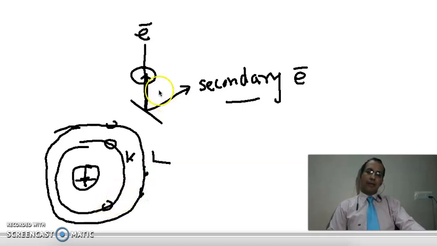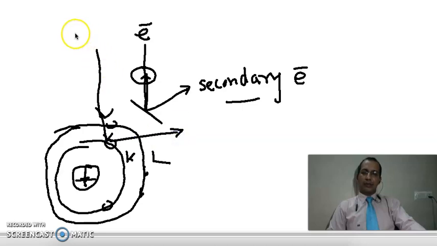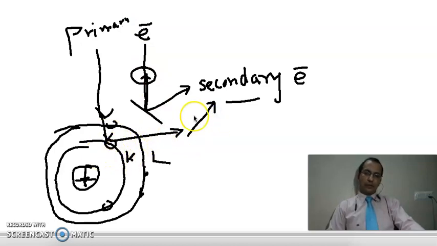So the incident electron can knock out one electron. For example, if the incident electron is coming like this, then it may knock out this electron, and this will be the secondary electron. This will be the primary electron. The fundamental electron itself is the primary electron, and these are the secondary electrons which are emitted from the shells of these structures.